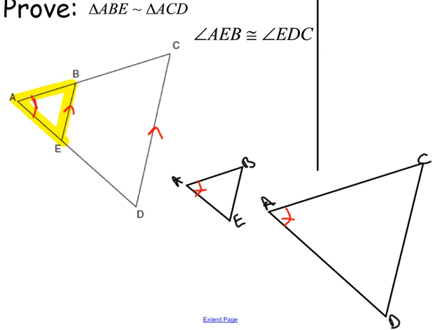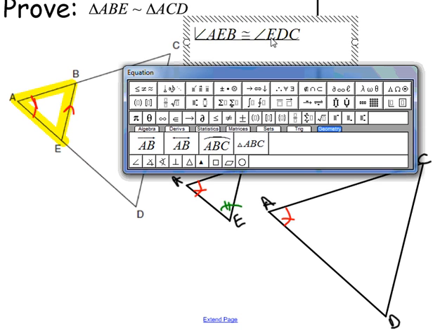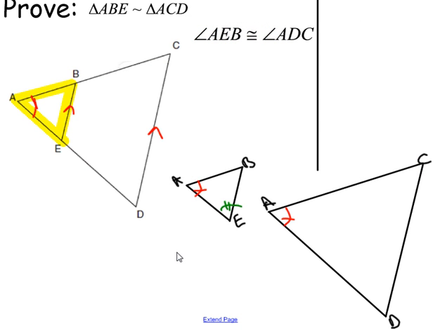So here's what I'm saying. I'm saying this angle here, AEB, is congruent to angle EDC. Is that what I meant to say? Actually, what I meant to say was ADC. That's what I meant to say. ADC. So I'm saying this angle here, AEB, is congruent to angle ADC. And here is why I'm saying that.